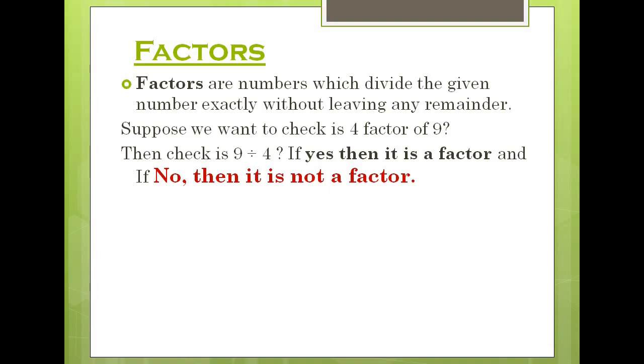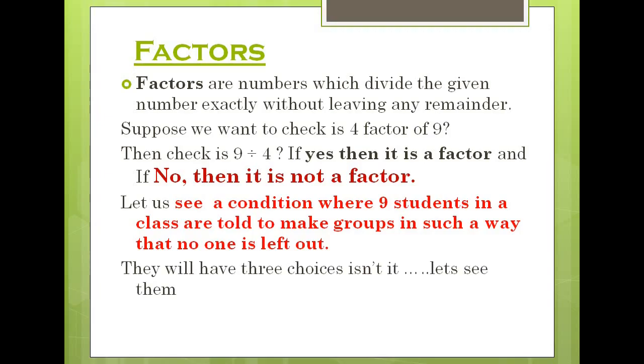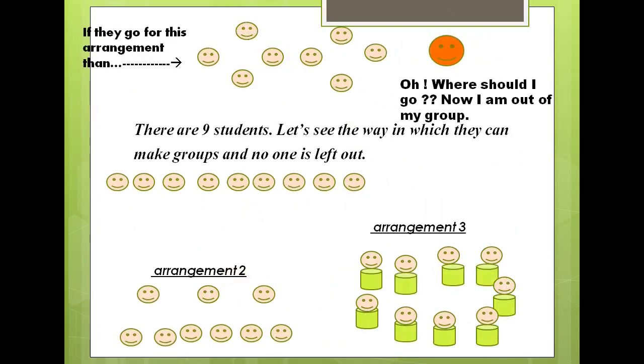Let us take a very practical situation to make out what we are exactly doing when we are finding the factors. We'll take a condition where 9 students are told to make groups in such a way that no one is left out. They have to decide how many students are there in one particular group, but the only condition is that they have 9 students and nobody should be left out. So in this case, let's see what they can do.